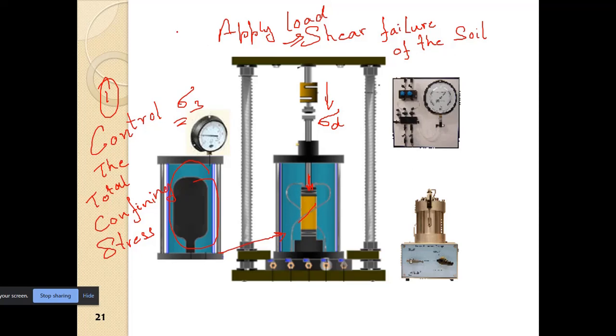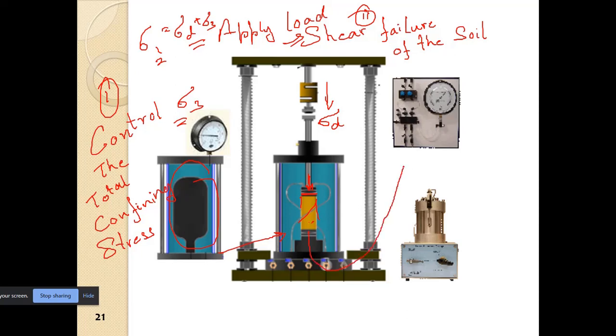So we have sigma 1. If we want to measure, sigma 1 is equal to sigma d plus sigma 3. So that is the sigma 1 in this case, if you want it in terms of principal stresses. So this will be the major principal plane and this will be the minor principal plane. So this is number 2.